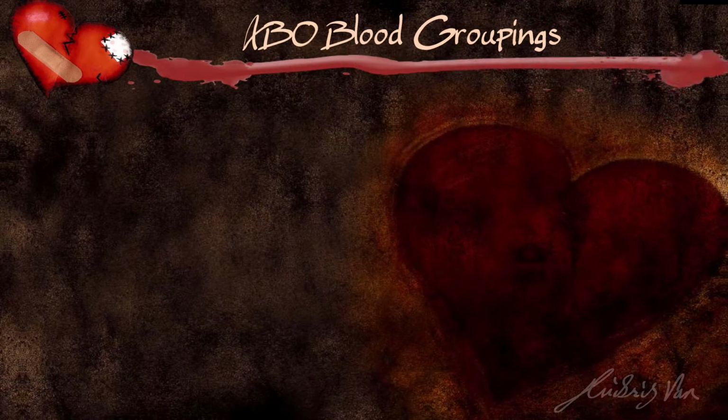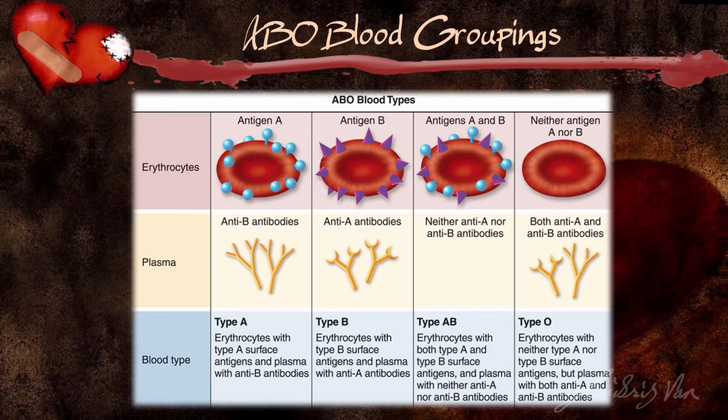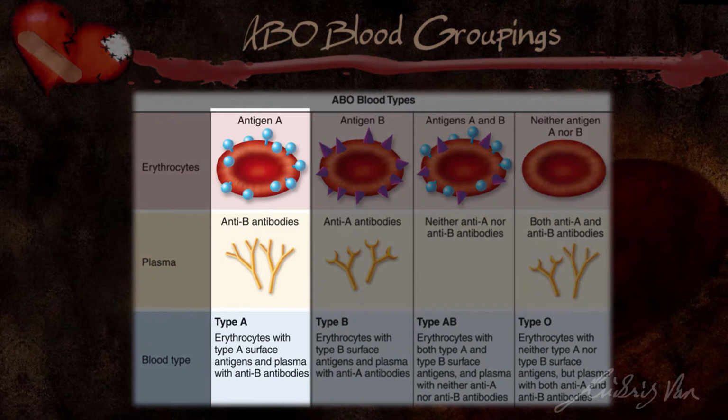So let us get back to our blood grouping. Again, I must say that this part is not essential that you understand. As we were talking about antigen, our blood also has antigen. For someone with blood type A, the person's red blood cells will have antigen A.